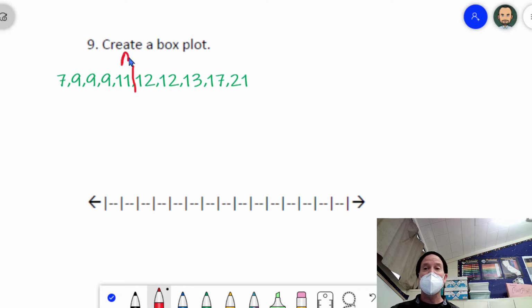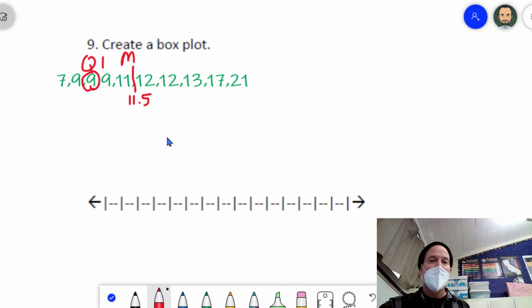Median. And the median would be 11.5. So there's that number. And then I need the median of the lower half, which would be this one in the middle, the 9. That's called quartile 1. And the median of the upper half, the 13, that's the one in the middle of those top 5 numbers. That's quartile 3.